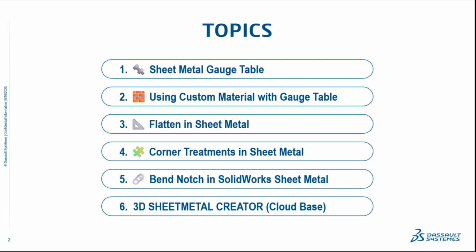Then we will look into the flatten, the most important option of our sheet metal, because our whole fabrication and manufacturing work depends upon the flatten, what DXF we get from it. Then we will go further into corner treatments in sheet metal. Then our newly added option, which is band notches in SolidWorks sheet metal.